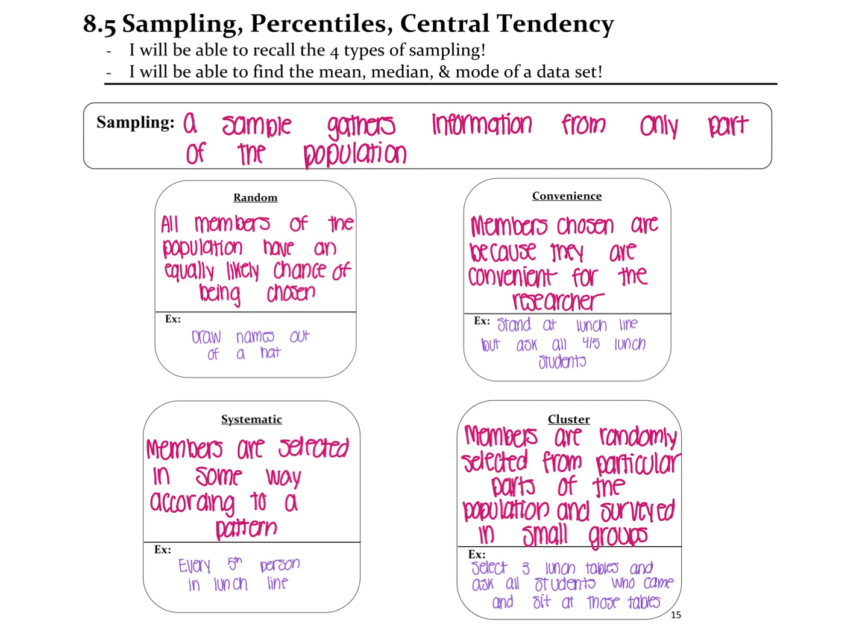And then cluster is that members are selected from particular parts of the population and surveyed in small groups. So meaning that you pre-select, like this example here says you're gonna pick people from 3 lunch tables and ask all those students. So you pre-select how you're gonna figure out which people you're gonna ask and then go from there.